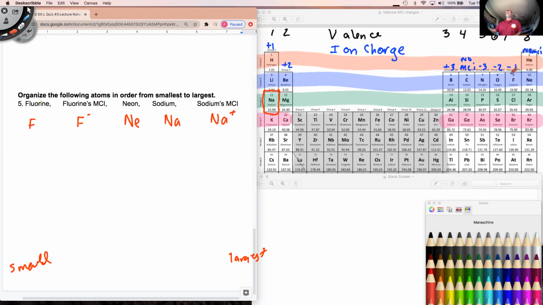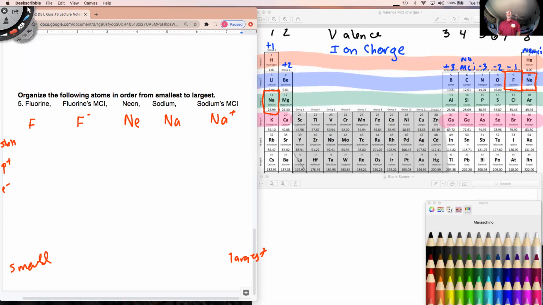Now we have to organize these. So you can see we're working with fluorine, neon, and sodium. We're only working with these three ions. So we're going to look and say, which ones are going to be bigger than the others? Remember a couple of tricks that we had. First, take a look at the shells, and then take a look at the number of protons, and then the number of electrons. So let's do that right now.